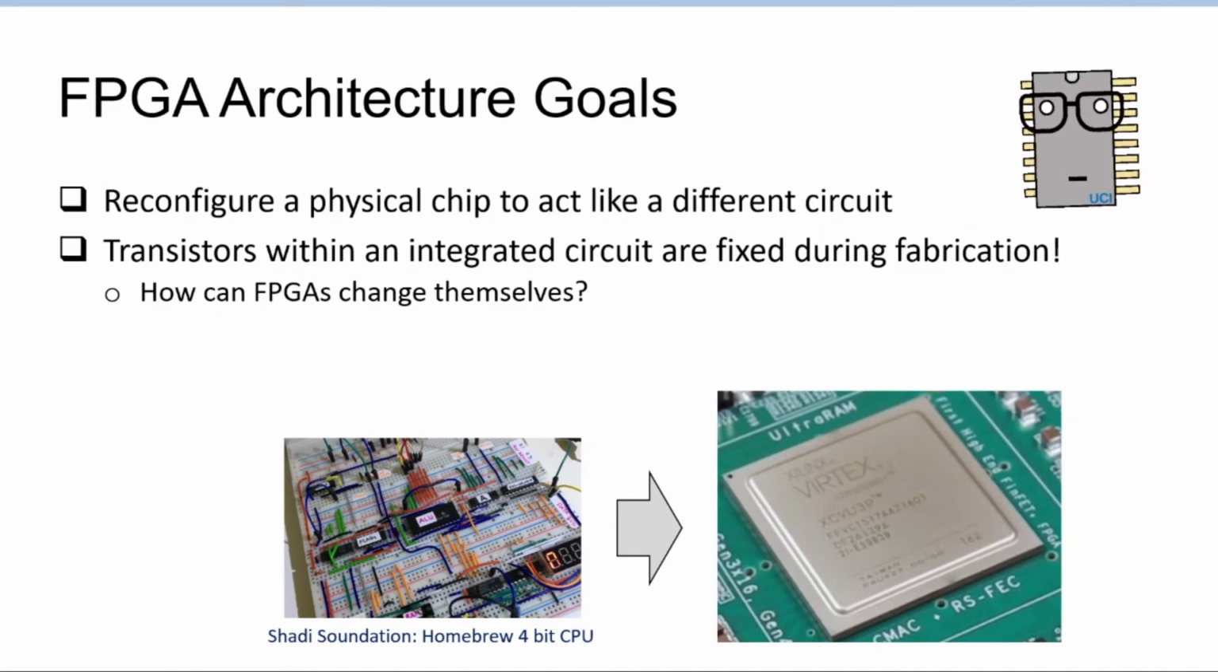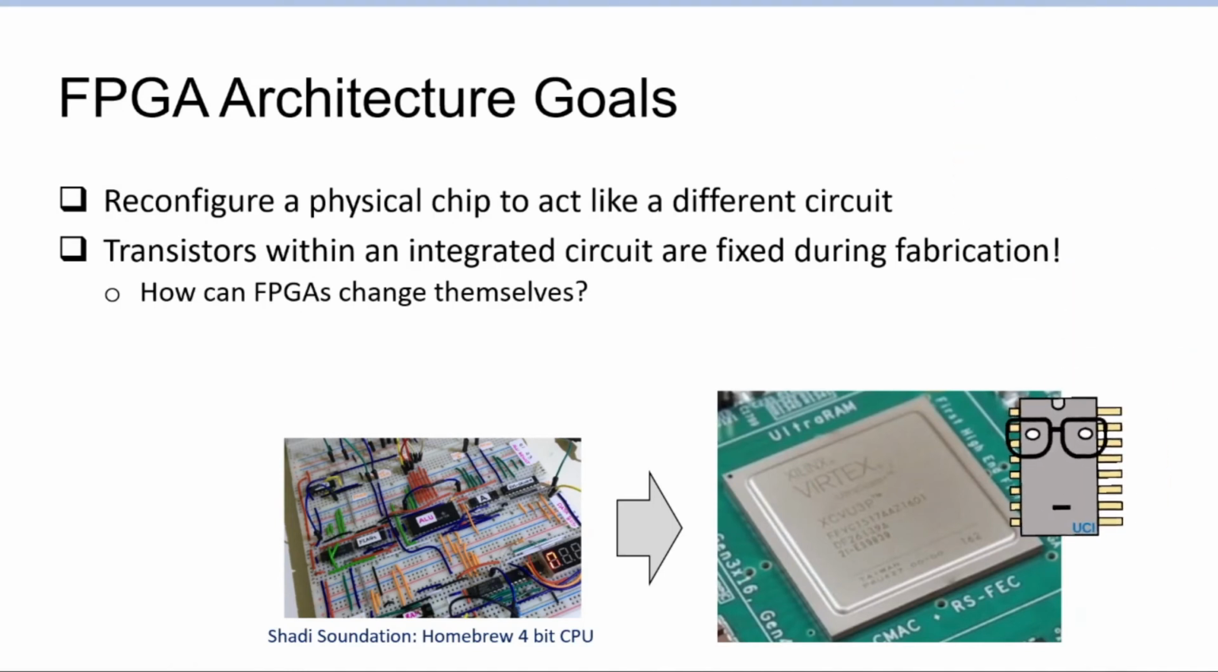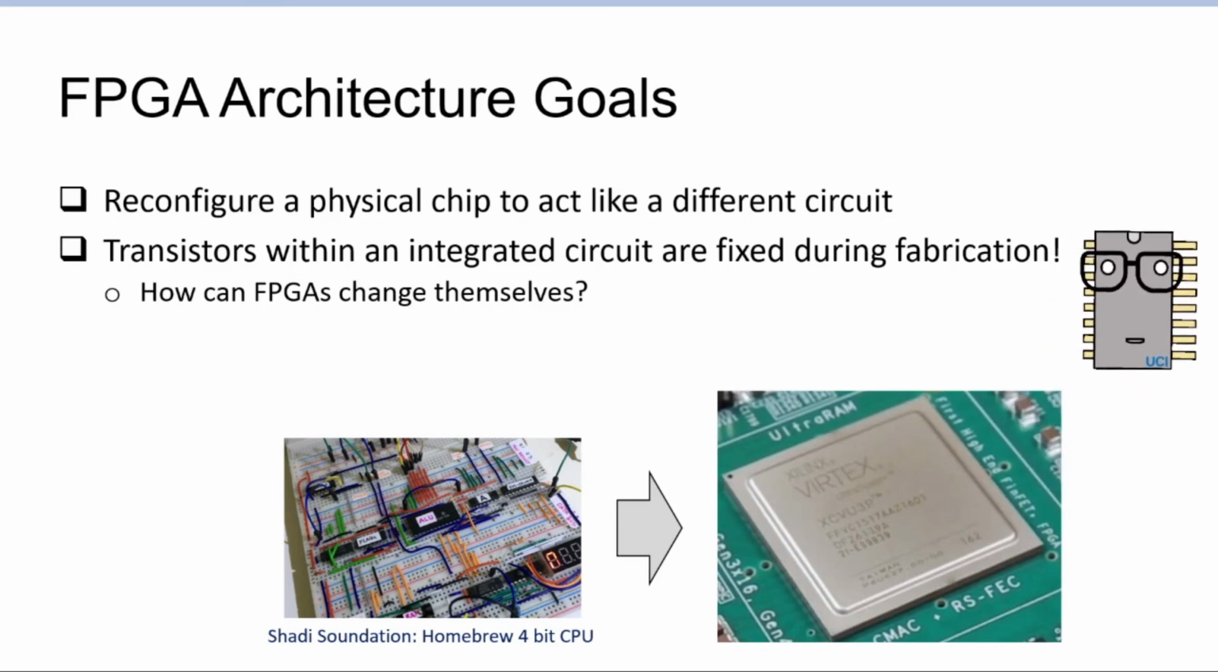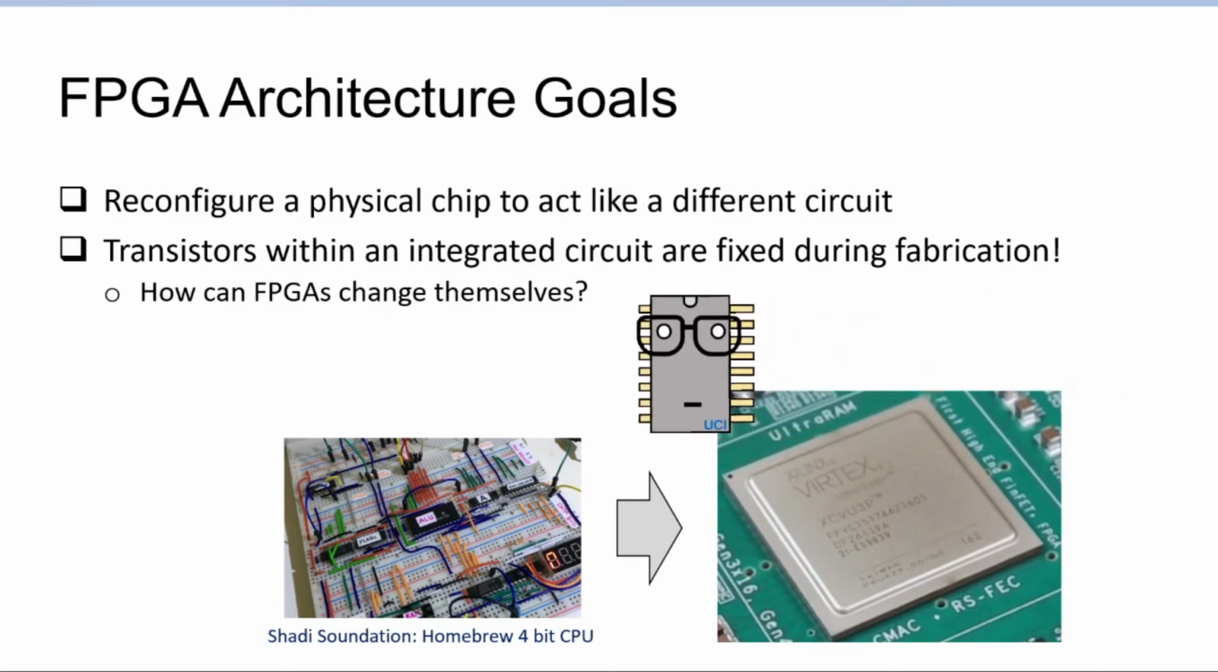The goal of FPGA architectures is to have a single physical chip, which you can just buy from a store, which has been fabricated in a fab plant, in a factory. You take that single physical chip, and you want to be able to reconfigure it to act like any different circuit. The thing is, transistors within an integrated circuit are fixed during fabrication. You can't rewire transistors on the silicon once you manufacture a chip. The question is, how can FPGAs actually change themselves? And that's where the interesting architecture of FPGAs comes in.